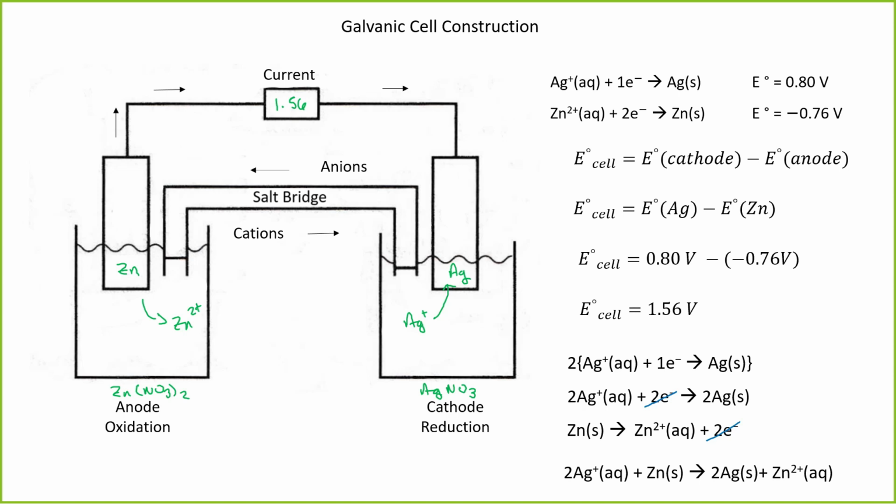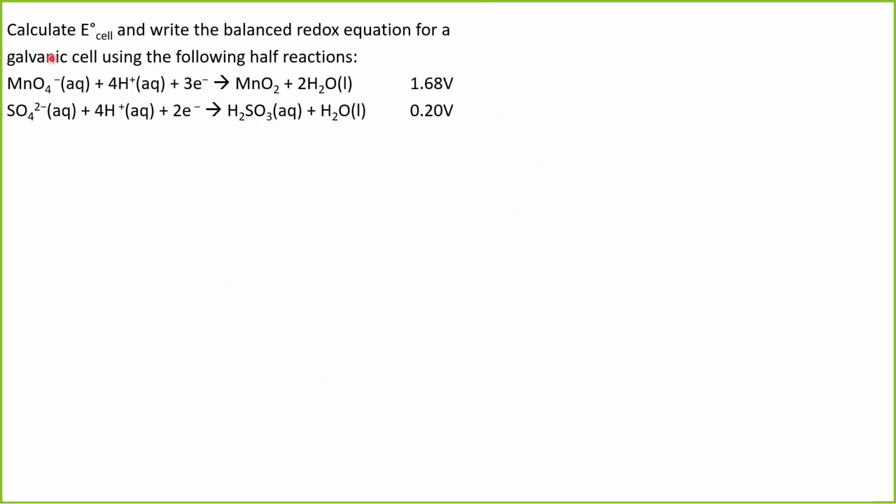Let's take a look at a couple more galvanic cells. This problem reads, calculate E cell and write the balanced redox equation for a galvanic cell using the following half reactions. So again, we have been given reduction potentials for the following half reactions. Remembering, if we have a galvanic cell, that means that our E cell value will be positive. So here is our equation for calculating E cell.